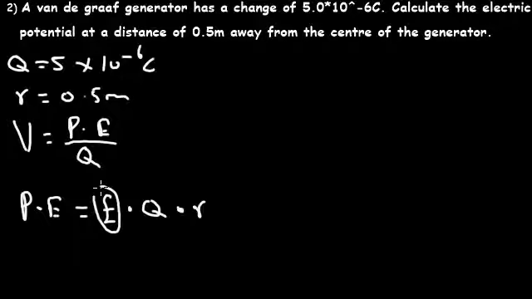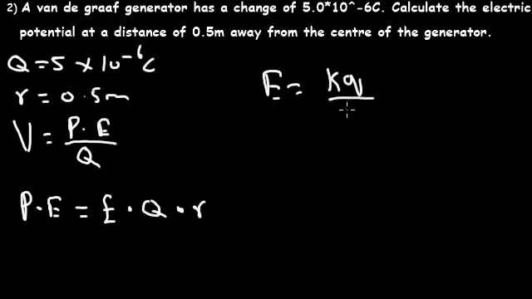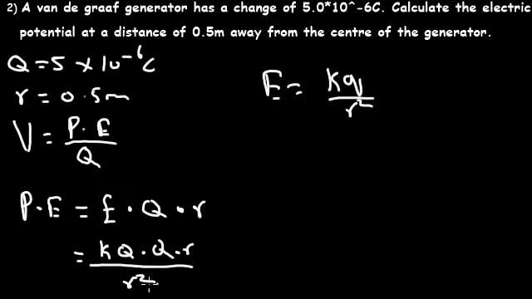We were not given the magnitude of the electric field, but we know that the electric field E is equal to kq over r squared, where k is Coulomb's constant. So we can have kq over r squared, times q, times r. Now this will reduce and r will become r squared over r. This means the electric potential energy becomes kq squared divided by r.